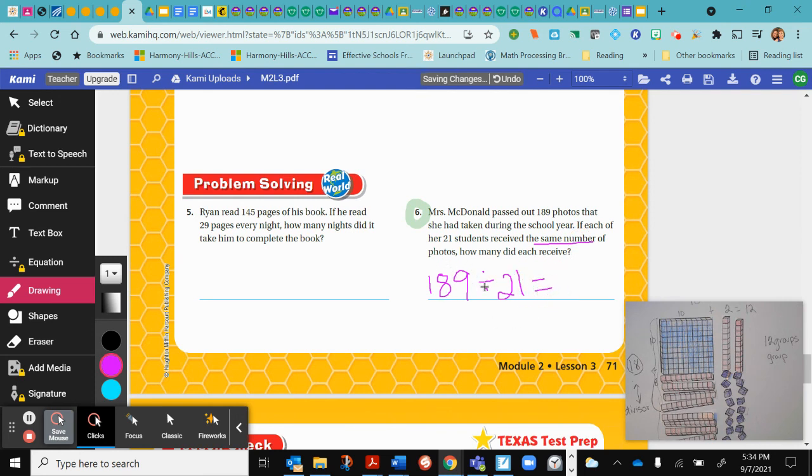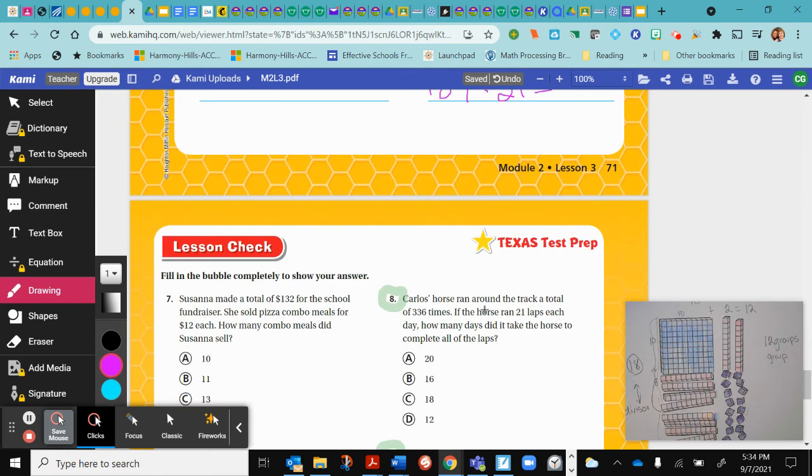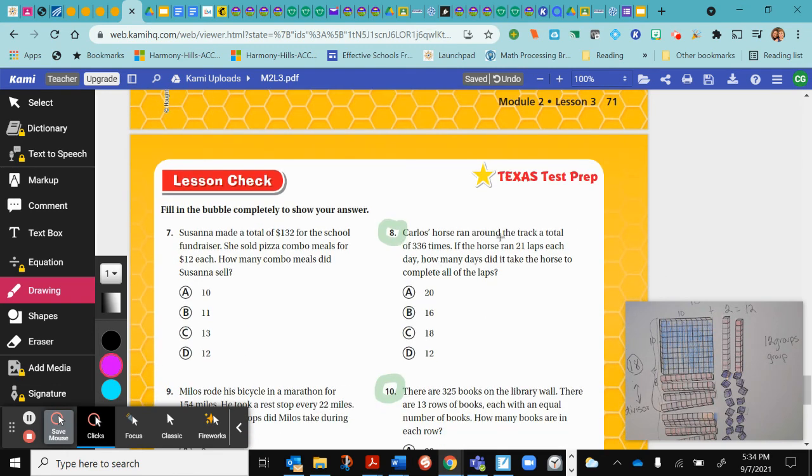They receive the same number, so it's an equal amount. So how do you divide this? It's 21 students. How many does each student get? And you're going to divide that out equally. You can use the base 10, or you can use standard algorithm division if you like. Number 8, Carlos's horse ran around the track a total of 336 times. Well, that's a lot. If the horse ran 21 laps each day, how many days will it take the horse to complete all the laps?